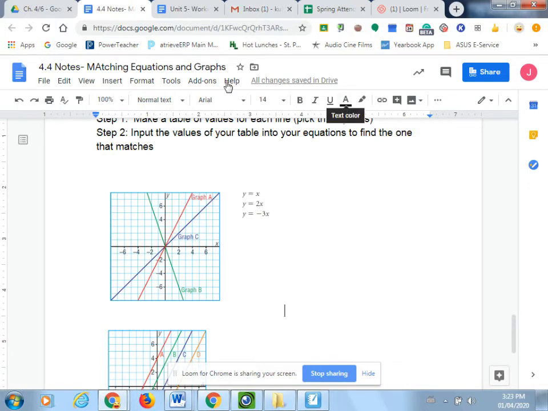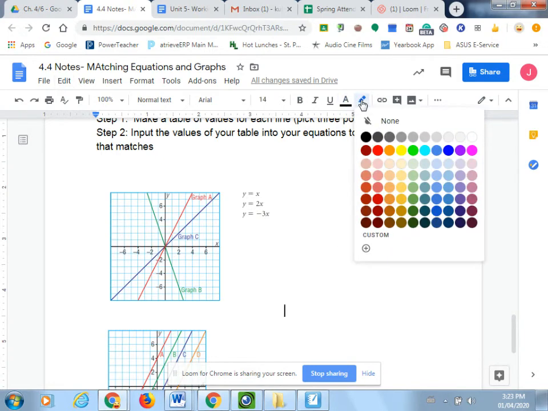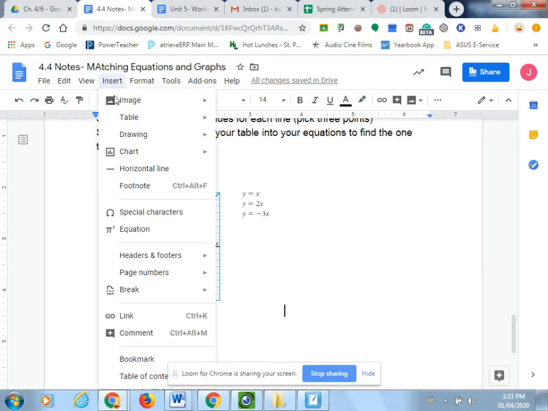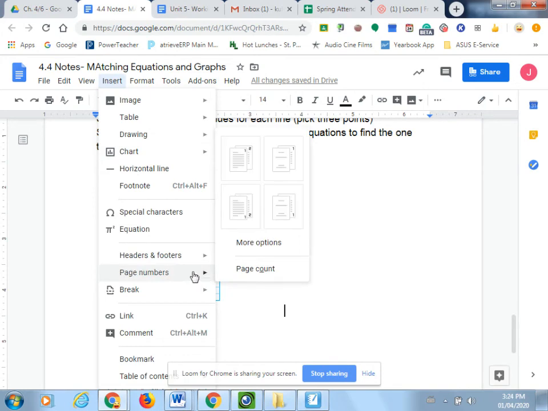Now I think, can I write on here? Maybe not. I'm not that skilled with this part. Insert, drawing? No, not drawing. Yeah, I'm not seeing what I need to do.